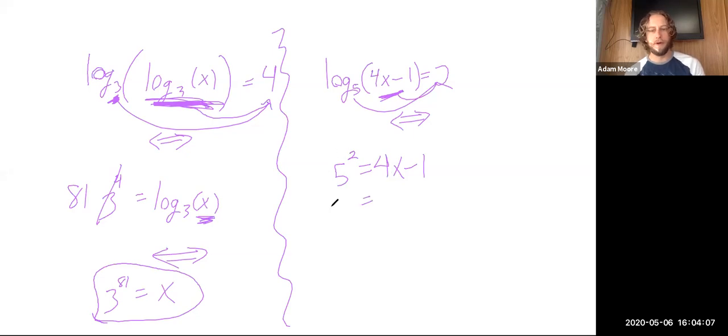And now it's like solvable. We can figure out 5 to the 2. That's just a number. That's 25 equals 4x minus 1. And then it's like solving time. We can do this. Guys, how do I get rid of the minus 1?